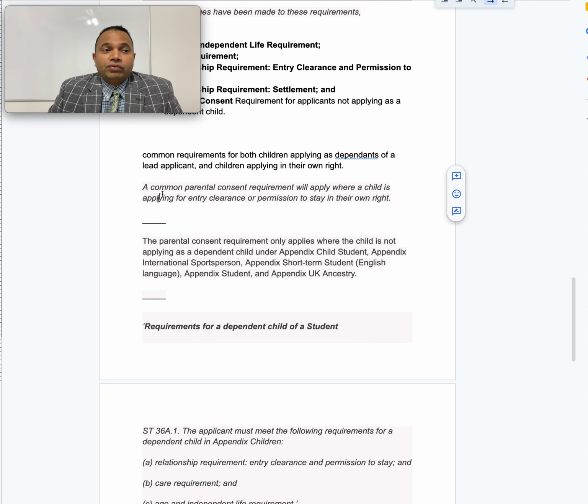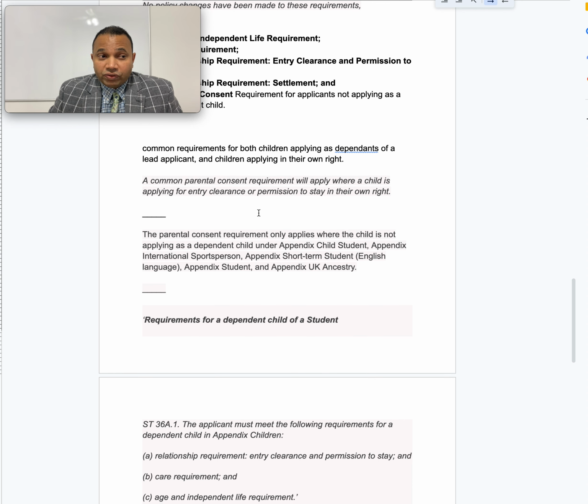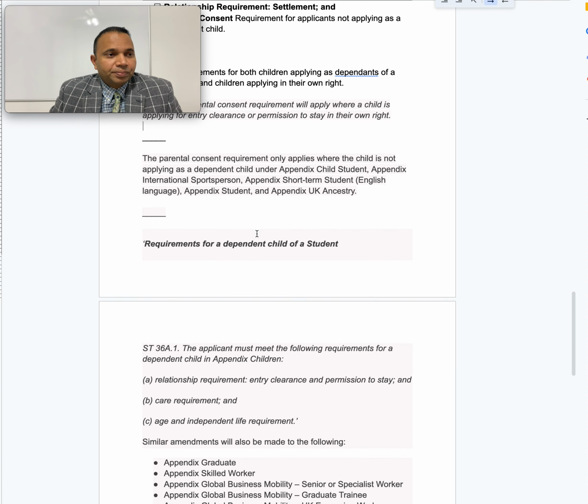Where a child is applying for entry clearance or permission to stay in their own right, anytime the child is applying by himself or herself, parental consent is always required. This is always the case. Anytime a child under 18 years of age is applying, even for registration as a British citizen, parents have to sign. Even for any UK visa application they make, parents have to confirm whether they are making that application outside the UK or inside the UK.